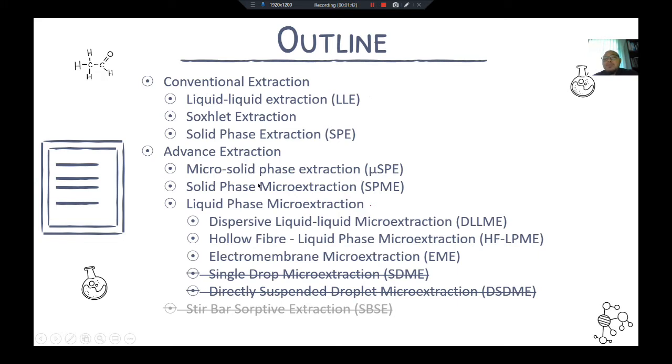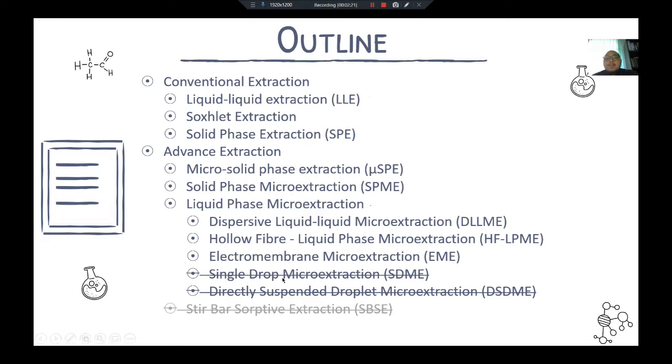We will look into the solid phase micro extraction method, and then we will look into the liquid phase micro extraction method. Liquid extraction and liquid phase micro extraction, the difference is about the volume of extractant. That's why we separate them. Because liquid extraction in the conventional extraction method uses a lot of solvent, a high volume of solvent. But in advanced extraction methods, in most cases, they just need a tiny amount of solvent or no solvent required. So we will look one by one.